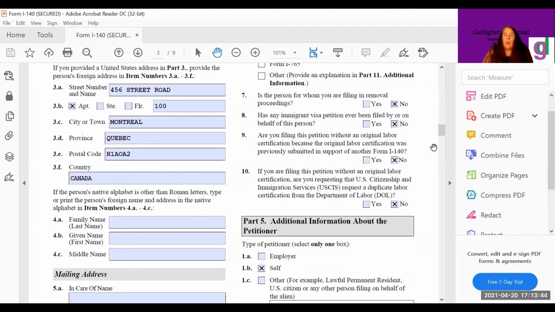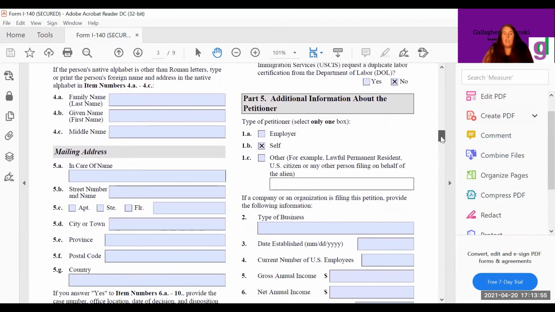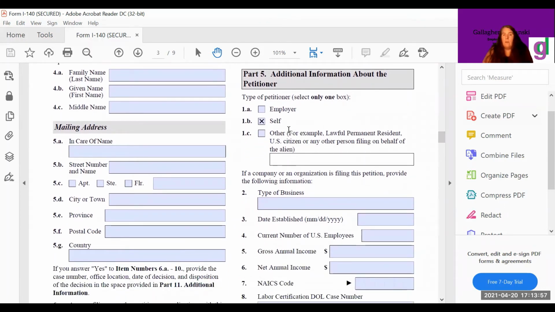Okay. And I'm not requesting a duplicate labor certification either because it's not required. So no. Okay, you're self-petitioning, so you click self. If you have an attorney filing for you, then if I was filing for you, I would click other and I would put U.S. citizen attorney here. But you're self-petitioning, you click this.